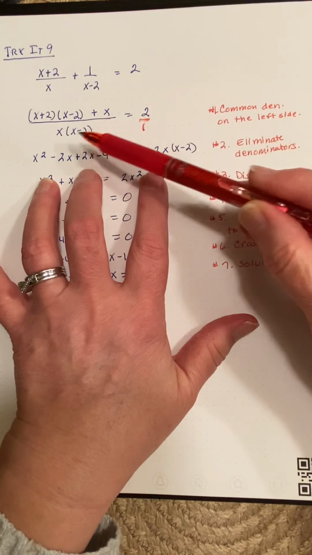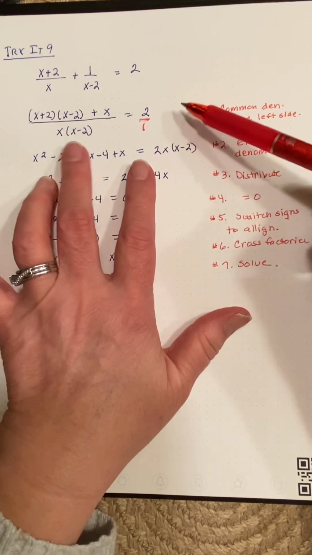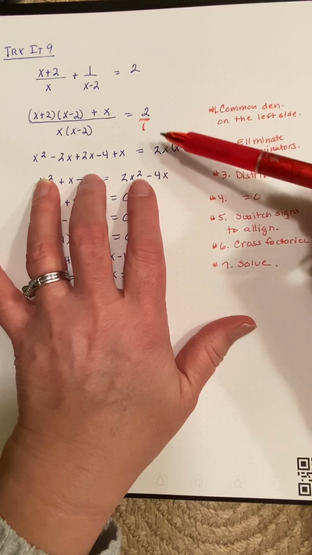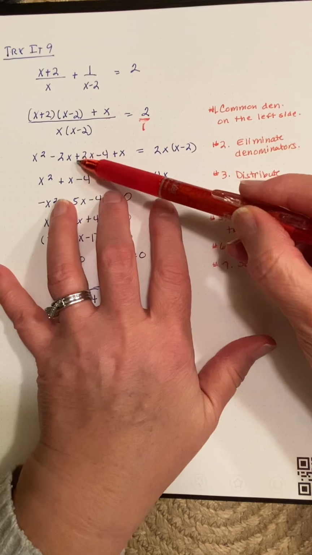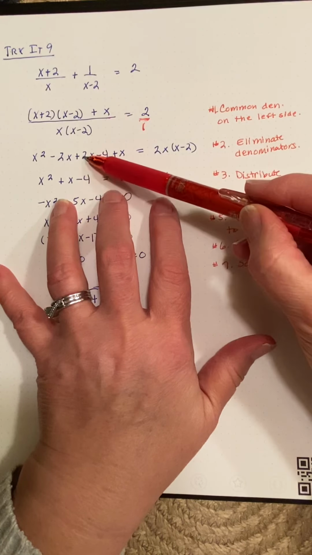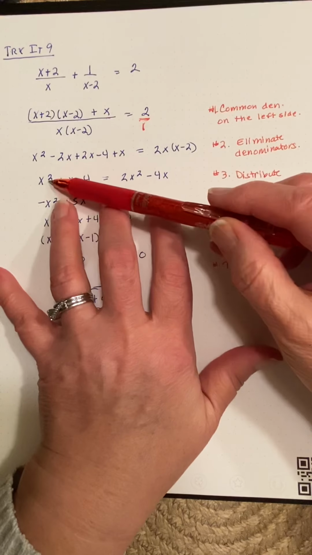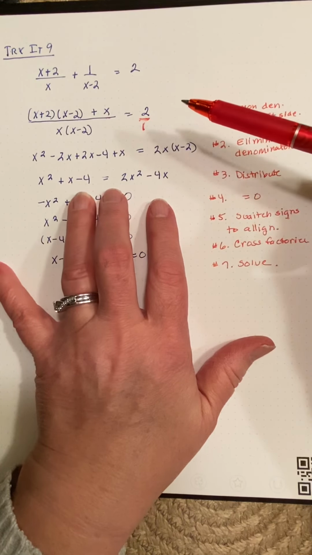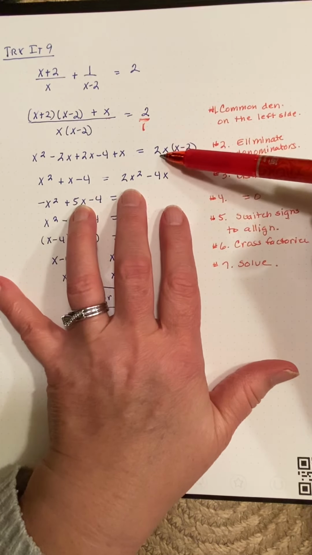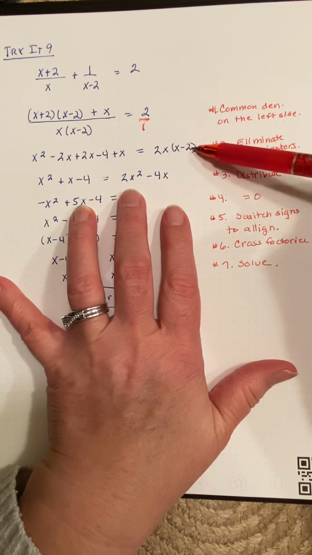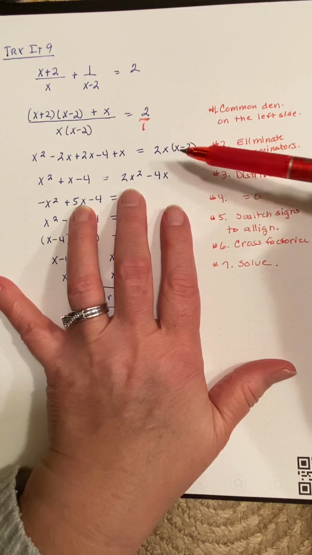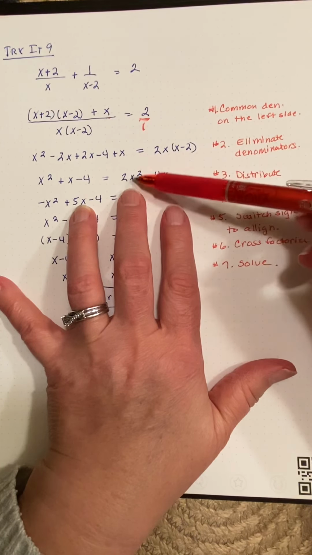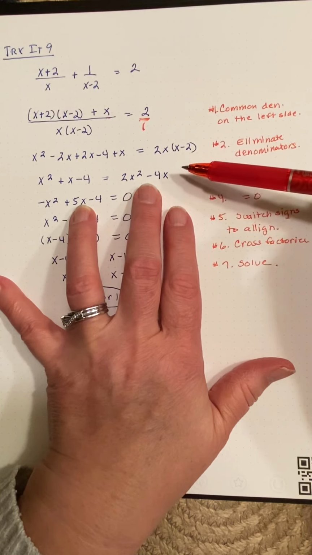Because I would just write x times x minus 2 next to the 2, which is 2x. Now I'm combining my x's here, which these eliminate, but I'm left with that extra x. So I have x squared plus x minus 4, and I distribute my 2x to each of those parts of x minus 2.